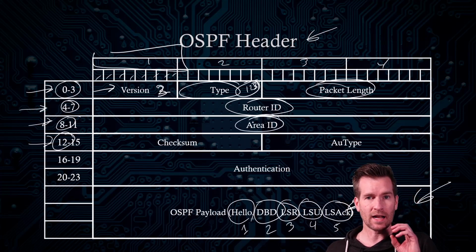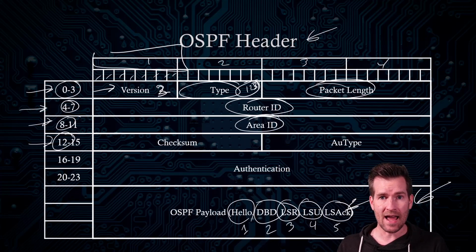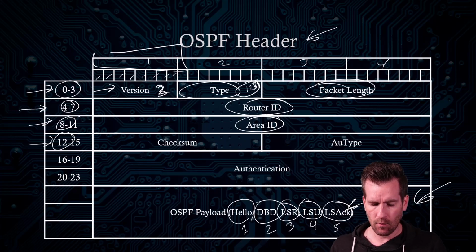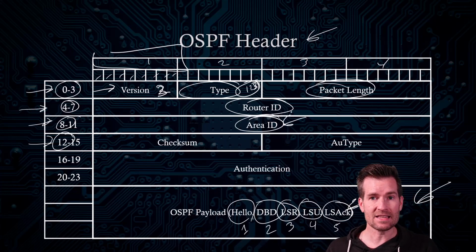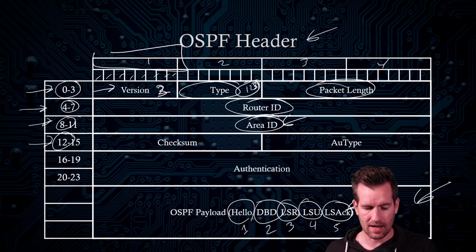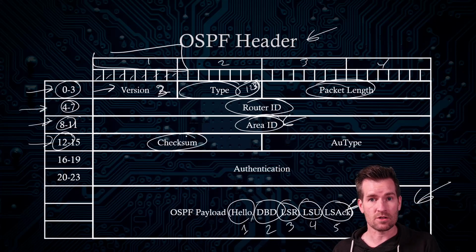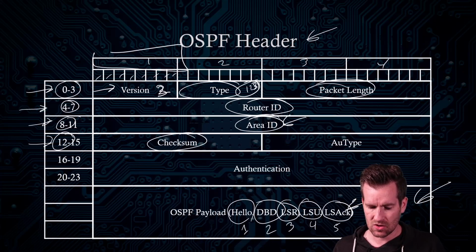As we mentioned, we're not going to get real in-depth into areas right now. This is going to be area 0 for our network. However, this will change if we had multiple areas, then this would identify the area that it's part of. We have a checksum just to make sure that when it arrives to where it's trying to go, that it's accurate, that nothing has changed.